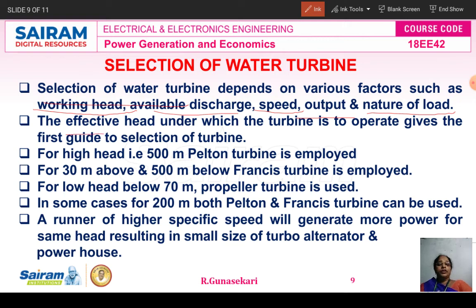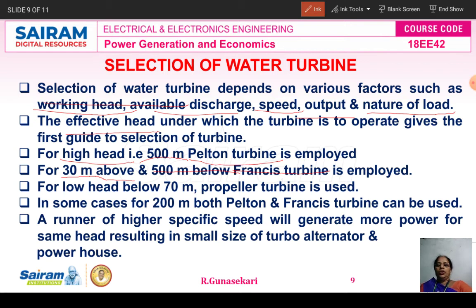Next, the effective head is very, very important before we select the water turbine. This parameter you have to consider for selection of water turbine, because the head at which the turbine is to operate gives the first guide to the selection of the turbine. For high head, that is 500 meter, which turbine is selected? Pelton turbine is suitable for this type of water head. Suppose the water head is above 30 meter and below 500 meter, which turbine is suitable? Francis turbine is employed for this application.